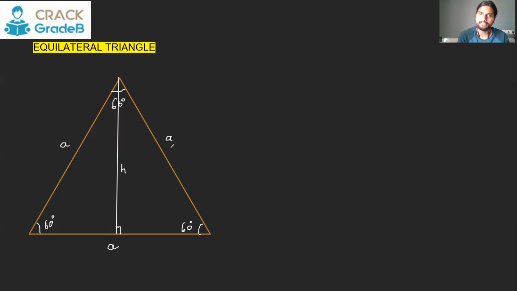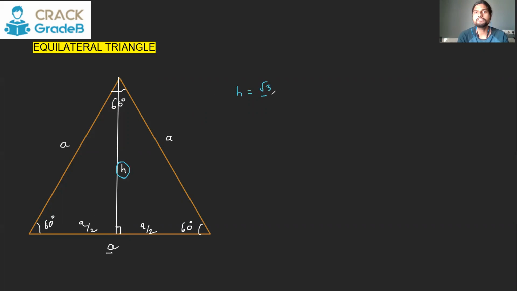Now you can use the Pythagoras theorem for that, because if you draw a perpendicular from this vertex to the opposite side A, it is going to divide it into exactly two parts. So this will be A by 2, and this will be A by 2. Accordingly, you can use the Pythagoras theorem and solve. But as we discussed, you don't actually require the derivations, you just require the formula. So let's directly write the formula for height.